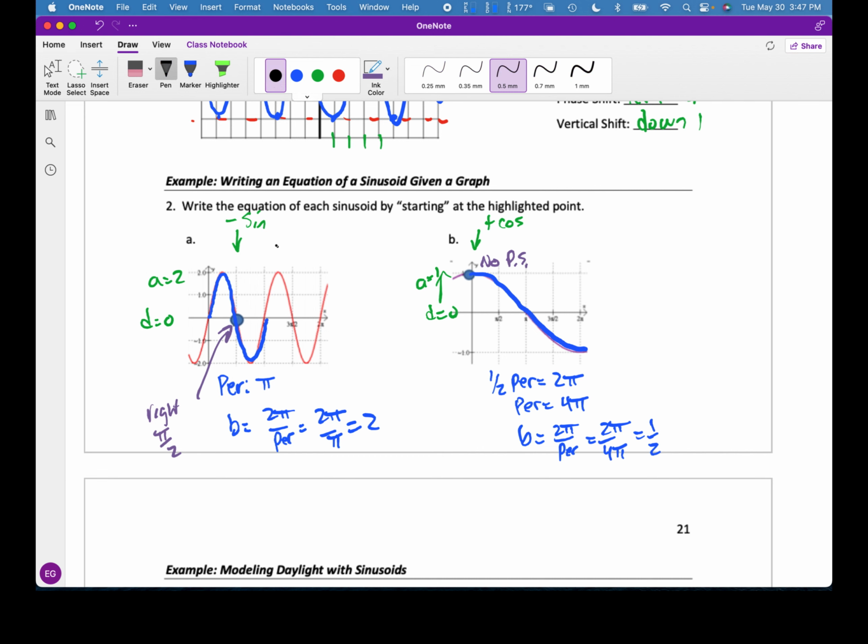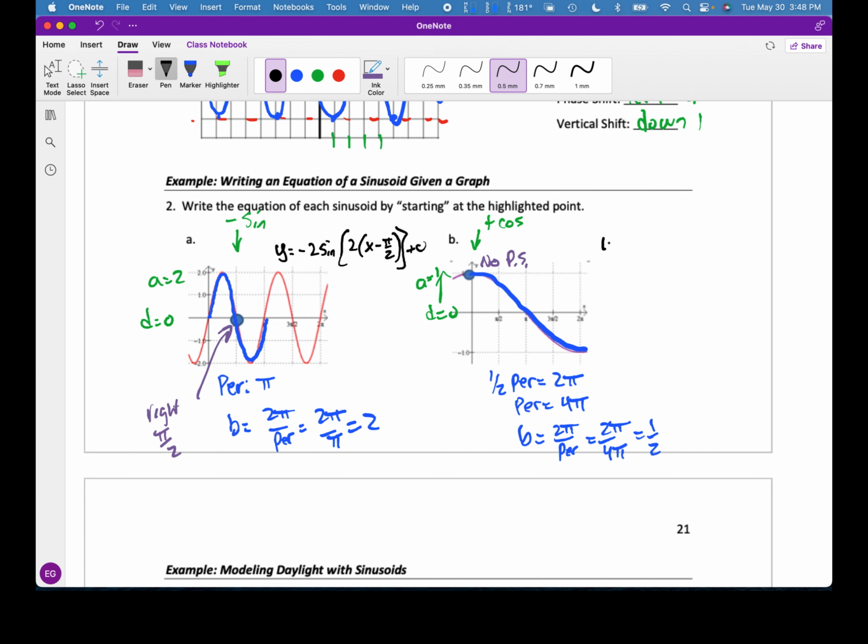So this graph, if we kind of throw it all together, we have a negative 2. So a negative because it's starting in the middle and going down. Sine starts in the middle. B value was 2. We have a phase shift that's going to the right. So we do the opposite. And then we have no vertical shift. So I'm just going to do plus 0 there just to be kind of precise.